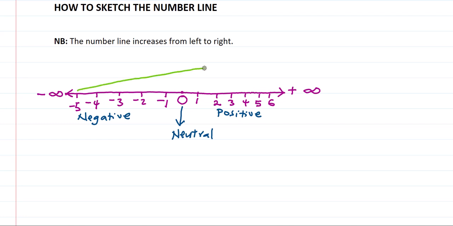Watch this. It simply means that 0 is greater than -5, and -1 is as well greater than -3. So it increases from the left to the right.